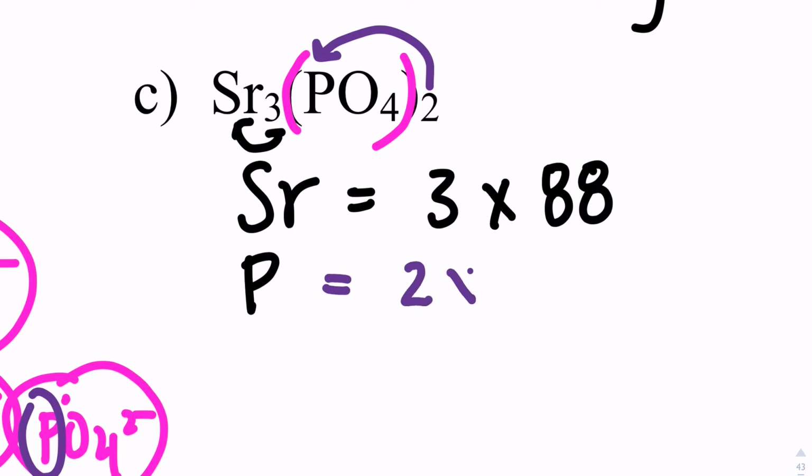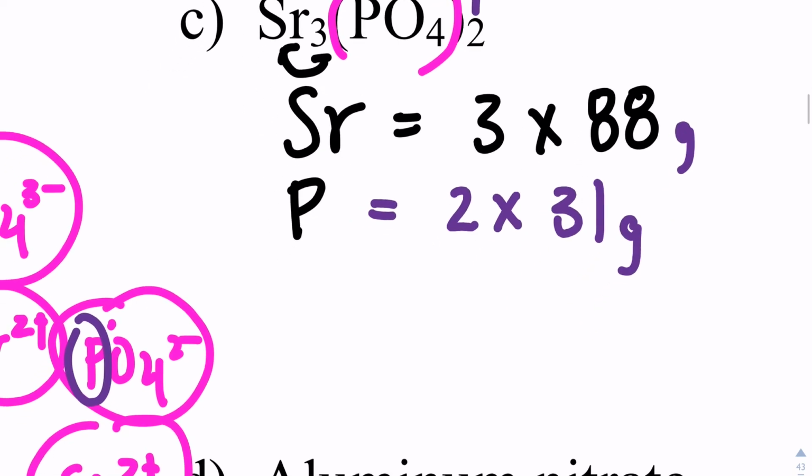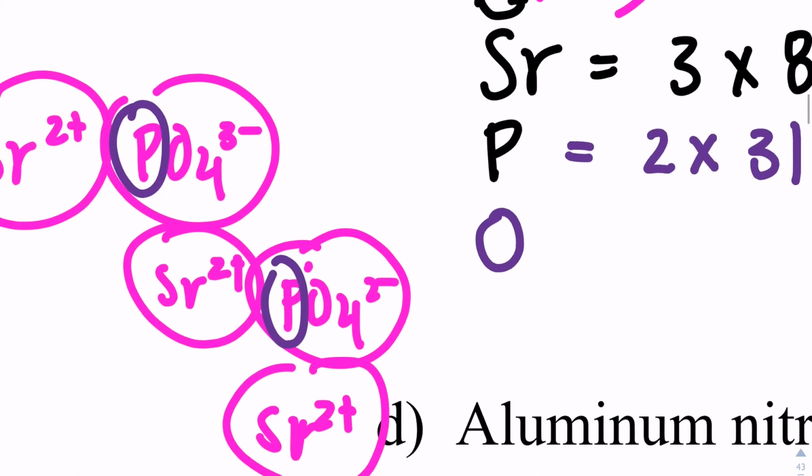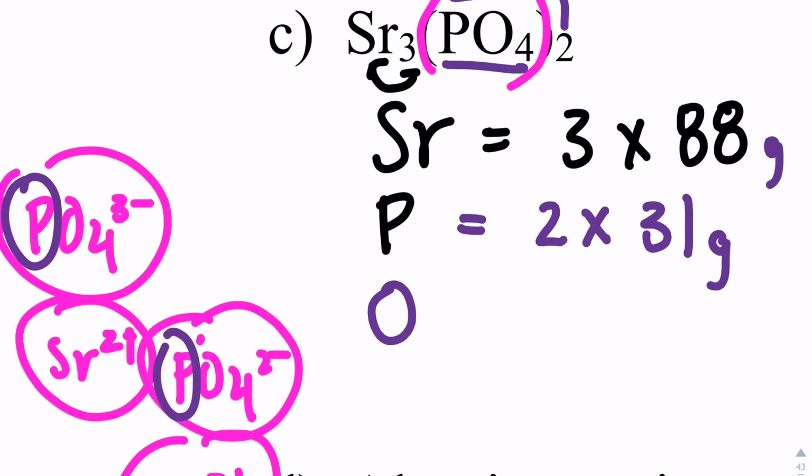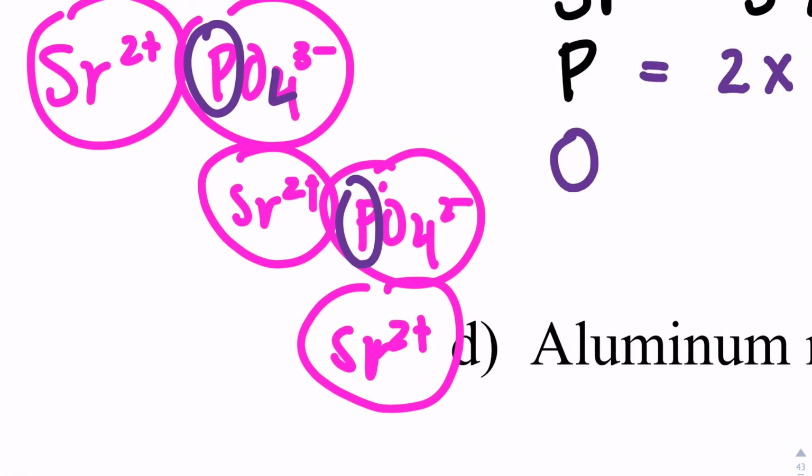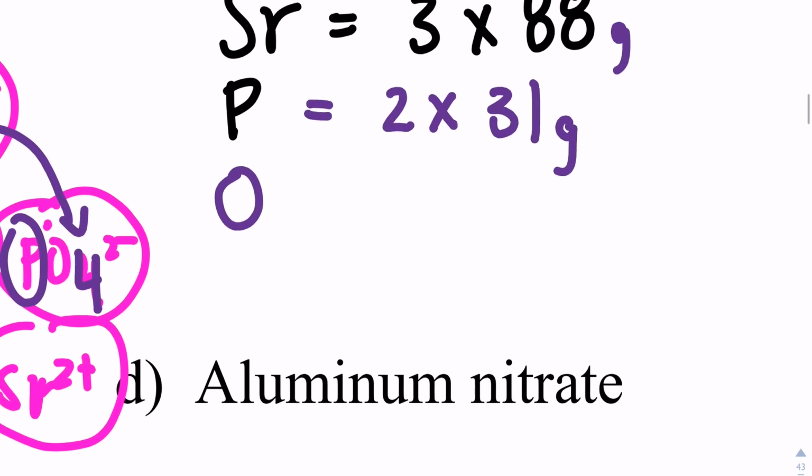So that's 2 times 31. And lastly, we have oxygen. So one phosphate molecule has 4 oxygens here, but I have 2 phosphate molecules, which means in total, I actually have 8 oxygen molecules.